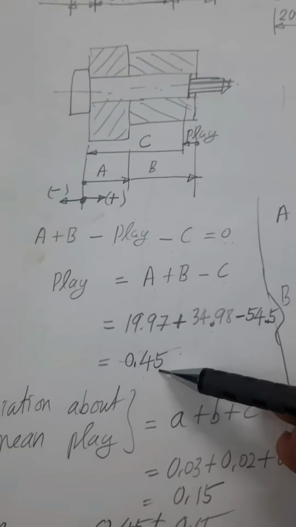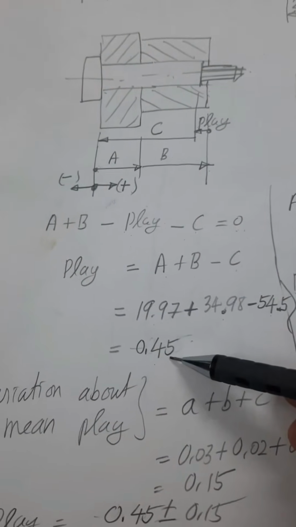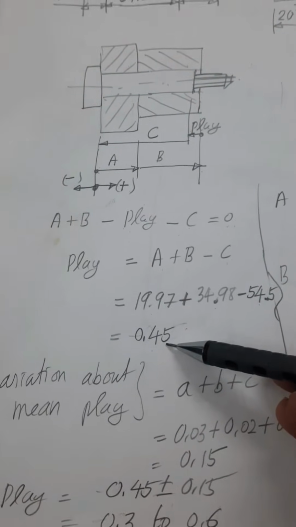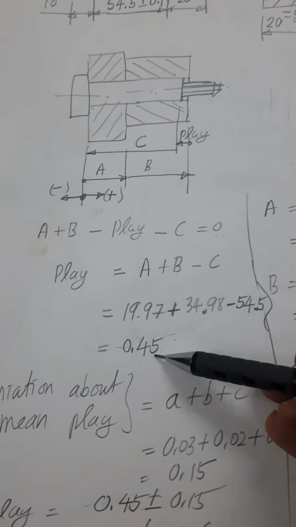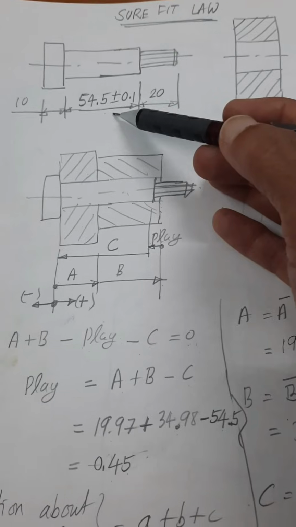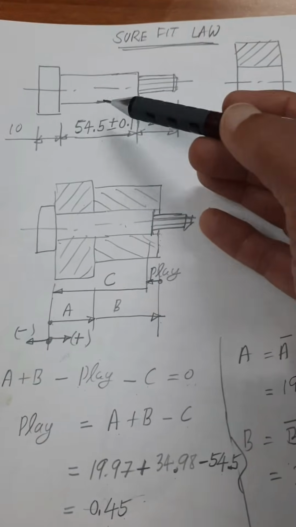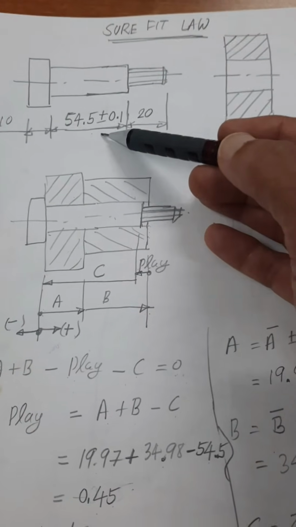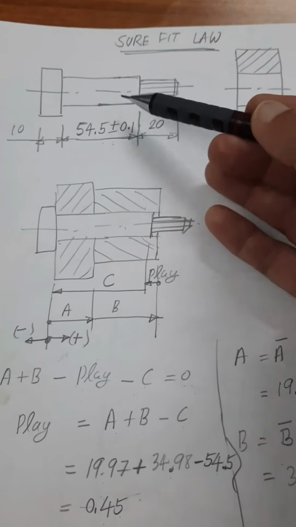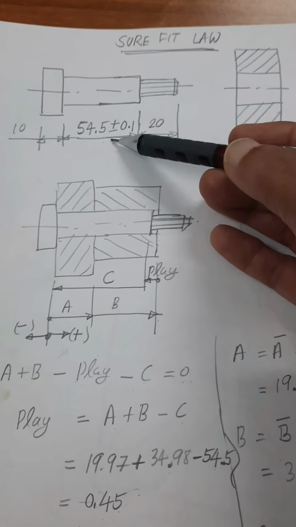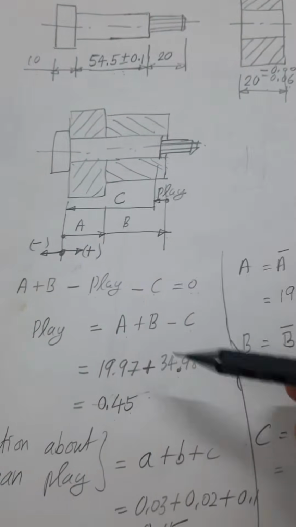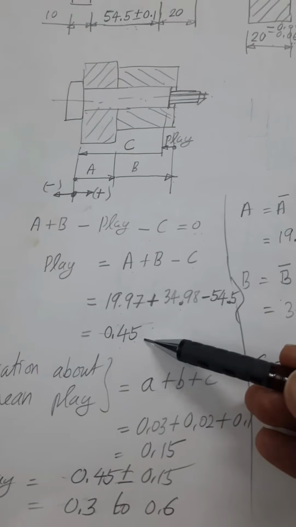The mean value of the play is found out to be 0.45. This 0.45 is the play. It is not constant for all the assemblies. It depends upon the individual dimension attained by each and every assembly. In one of the assemblies, the shaft size may be 54.5. In another assembly, the shaft size may be 54.6. In another assembly, the shaft size may be 54.4. So depending upon the individual dimensions of a particular assembly, the play will vary.